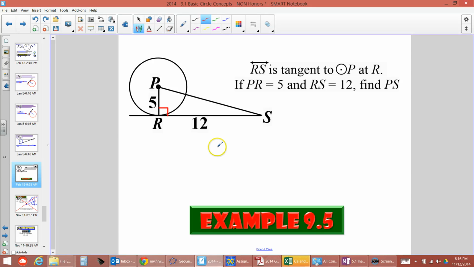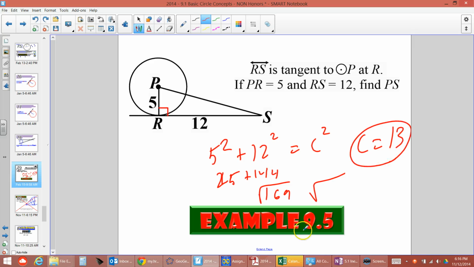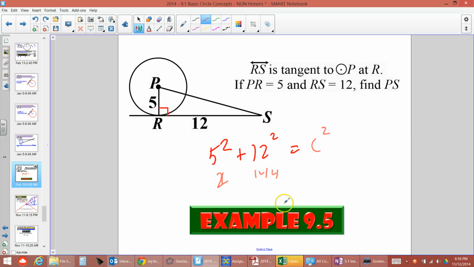So if you don't have it, then you got to do 5 squared plus 12 squared is equal to C squared. And this ends up being 25 plus 144. That gets you 169. Square root both sides, and C equals 13. All right. So you got to do all this extra math if you don't know your Pythagorean triples, which is why I told you to memorize your Pythagorean triples.